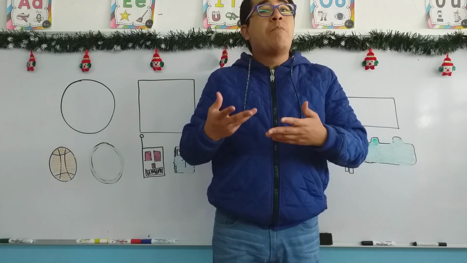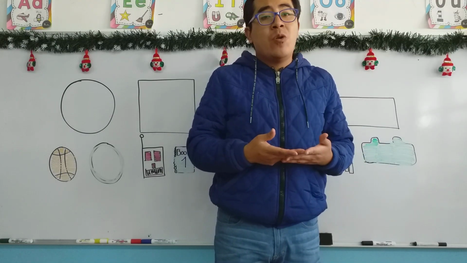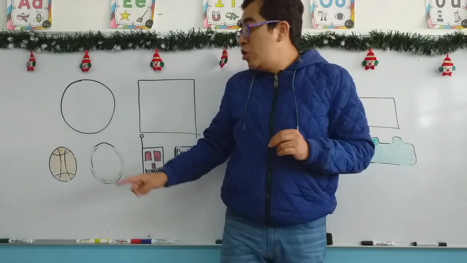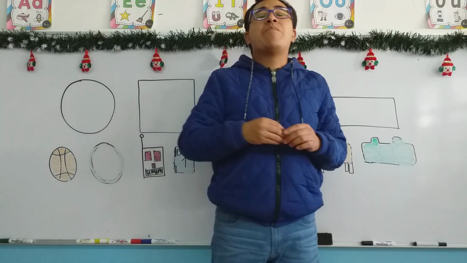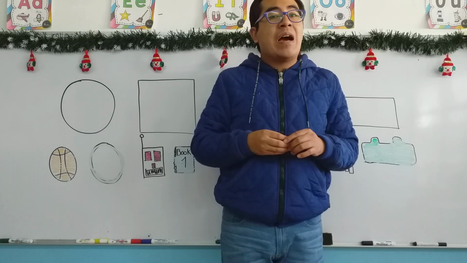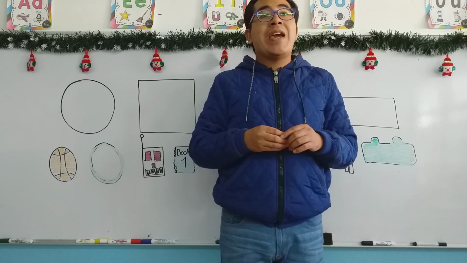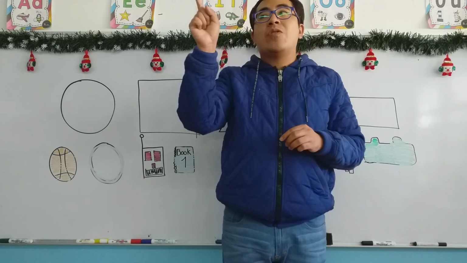Okay? Now, hoop in Spanish, aro, and it has a circle form. Okay, so it's important that you in your house, you also check objects that have a circular form.